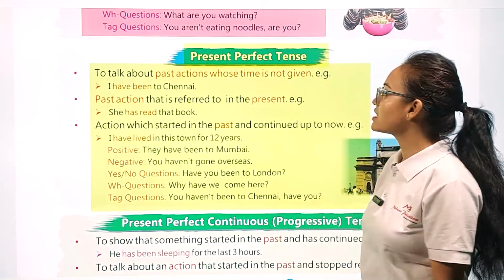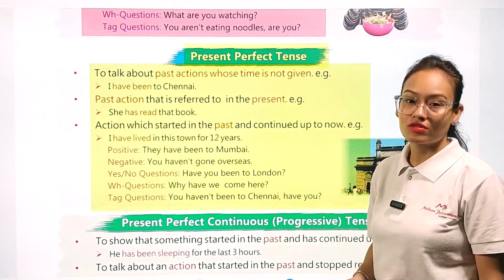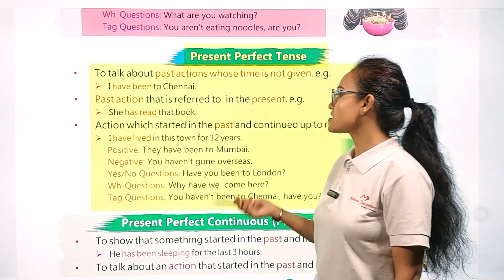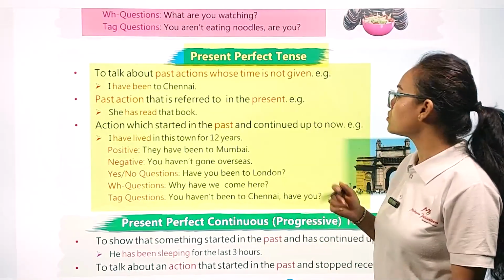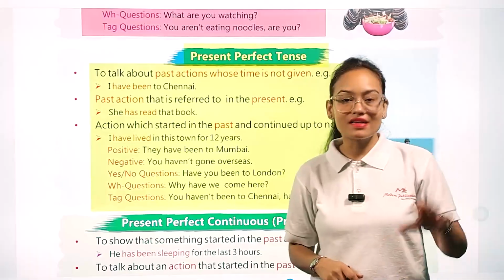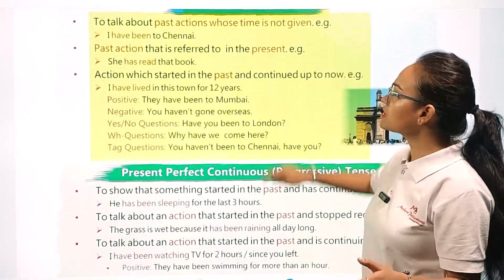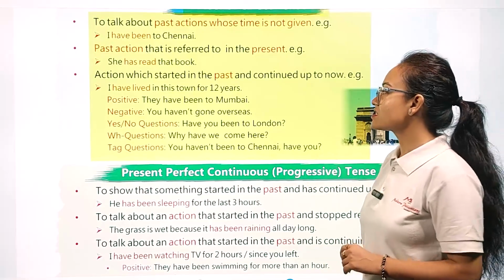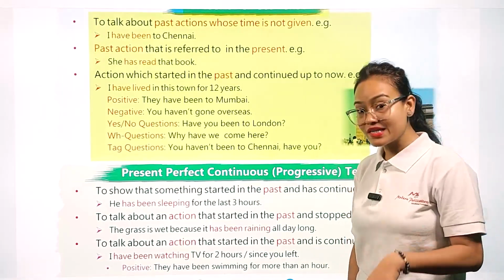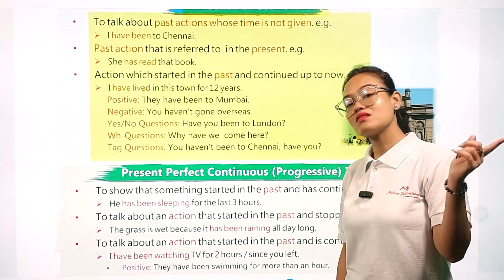Okay, example, you can see she has read that book. Then there is the action which started in the past and continued up to now. Okay, the action which started in the past, but right now it is still ongoing. Example, you can see here, I have lived in this town for 12 years. Means right now I'm also living in this town, for the past 12 years.